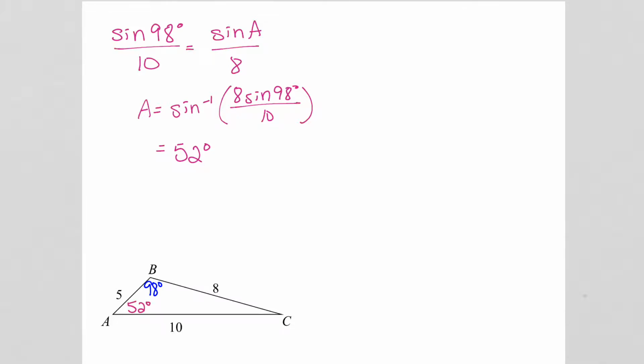Now all we have to do is find the measure of angle C, and we'll be done. So add 98 and 52, subtract from 180, and angle C measure is 30 degrees. So that's how you use law of cosines in both cases.